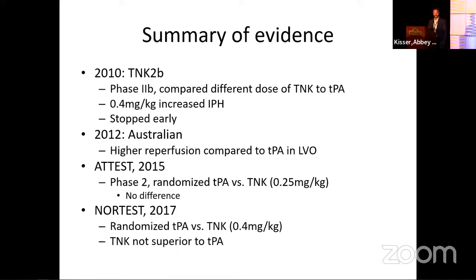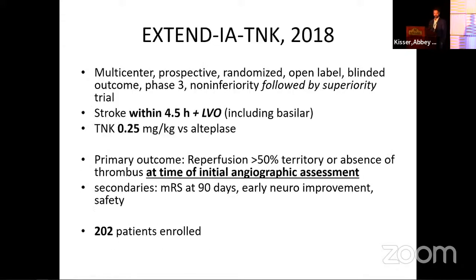So in 2010, basically, we tried to figure out the dose of the TNK. We found out that 0.4 milligram maybe increased risk of hemorrhage, so let's not use that dose. Then in 2012, Australia found that actually TNK maybe opens up the blood vessel a little bit better than tPA. Then we have other trials in 2015, 2017, which did randomize, but the smaller numbers, they stopped early, and none of them show superiority of one versus the other.